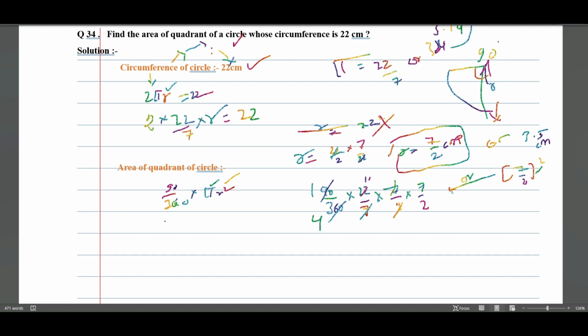Okay, so from here we find the value is 77 divided by 4 centimeter square. So the area of a quadrant of a circle is 77 by 4, or we can write 77 divided by 4 as 19.25 also. Okay, so this will be our answer.